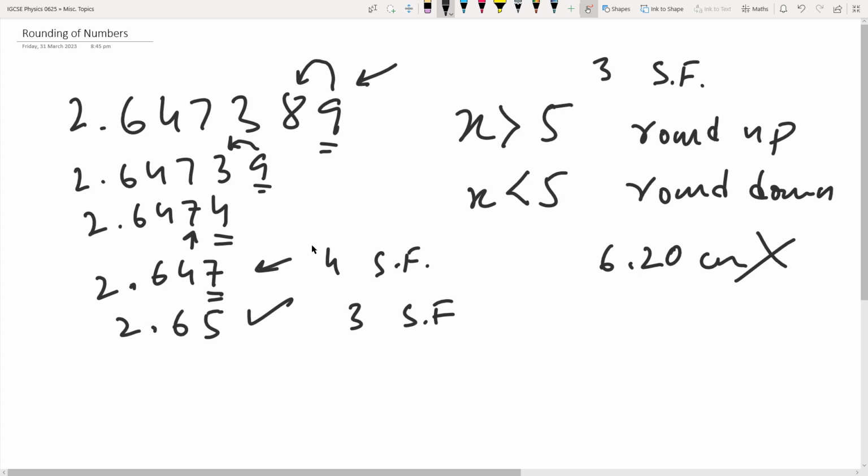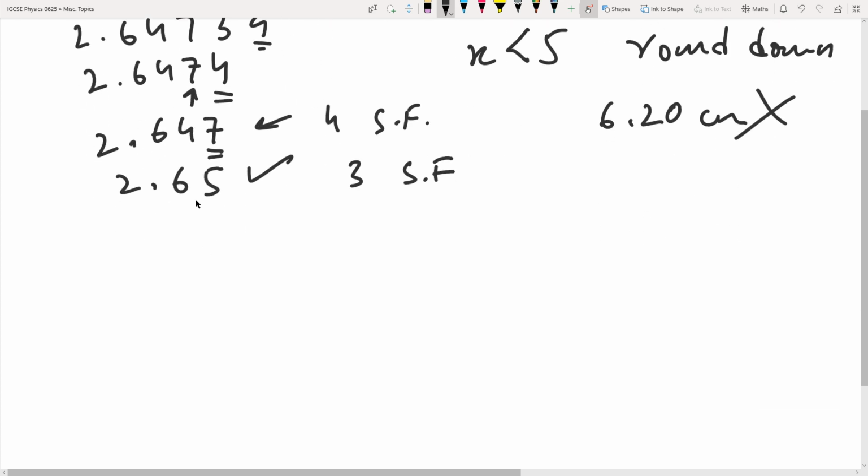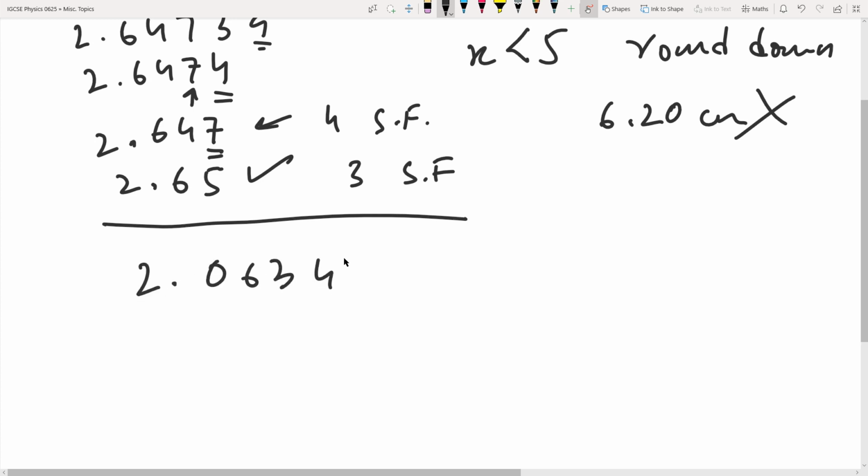So let's do some more examples, but here we have a very unique case. I'm going to give you some practice questions, solve some practice numbers, and then I'm going to discuss a very unique case. So let's take another example: 2.06348. Again, 8 is bigger, so we will round it up, so it would be 2.0635.